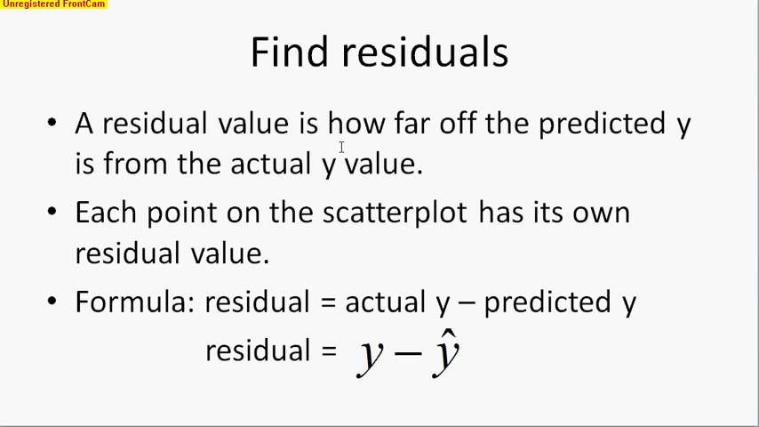So each point on a scatter plot does have its own residual value, and to find a residual value, you take the actual y value minus the predicted y value. So that's y minus y hat. Again, another reason why we need to put that little hat to signify a predicted y. The way that I remember this formula is that A is the first letter in the alphabet, so A goes first. So actual y first minus predicted, because it's very easy to flip-flop that and you'll get the wrong answer. The order of subtraction matters. So make sure you do the actual y value first.